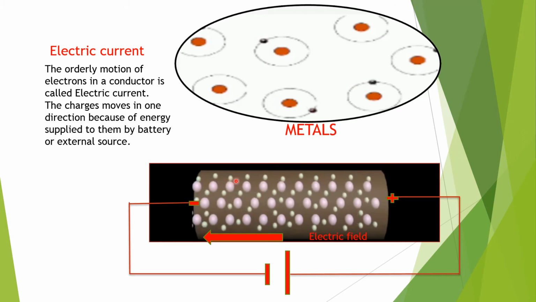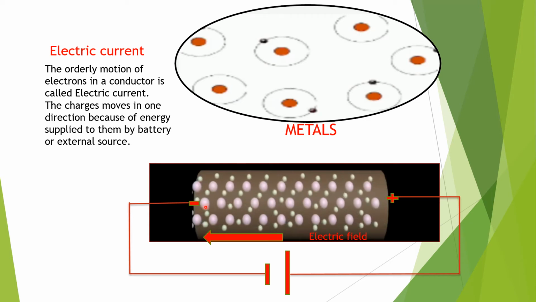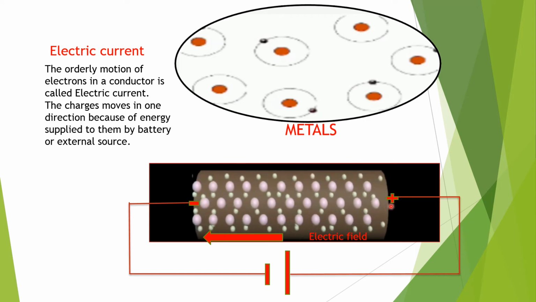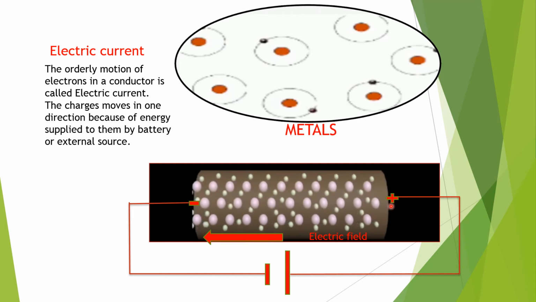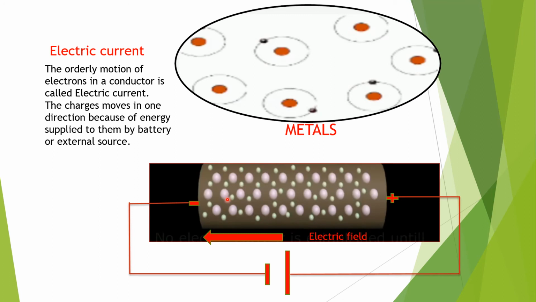You observe this one. This is the directional motion of the electrons which are moving from the negative terminal to the positive terminal of the battery. This electric field applies the force on the electrons to move in a single direction. This orderly motion of the electrons is known as electric current. What do we call it? Electric current. So, what do you mean by electric current? Electric current is the orderly motion of electrons in a single direction.